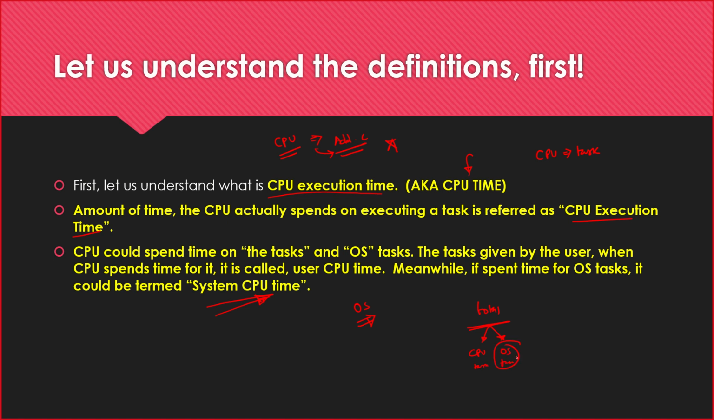The OS task could run in the background. It could be a daemon process. It could be anything. A CPU task is something that you have allocated: add.c, sub.c, mul.c, or some application when you are running. That will be the point. Now, do you understand what it is?